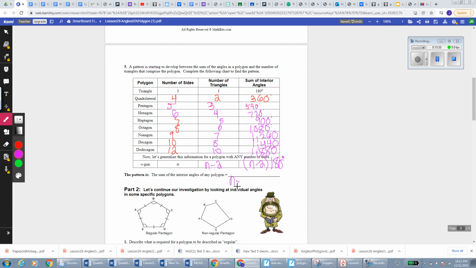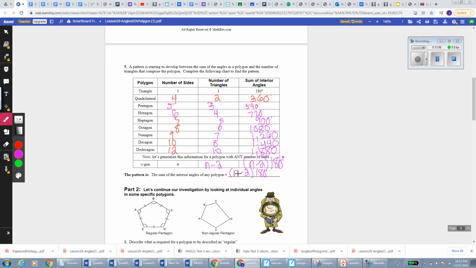Oops. Let me undo that. So here's our formula. To find the sum of the interior angles of any polygon, all we need to do is do n minus 2 times 180. So once again, n represents the number of sides that the polygon has.